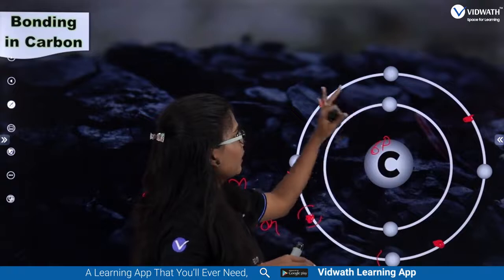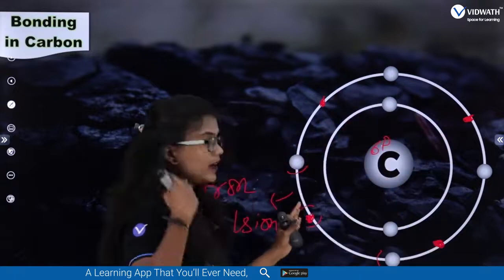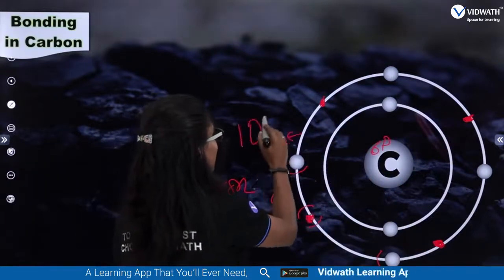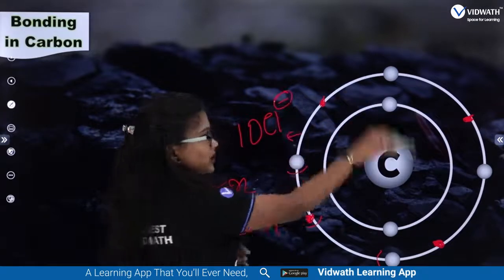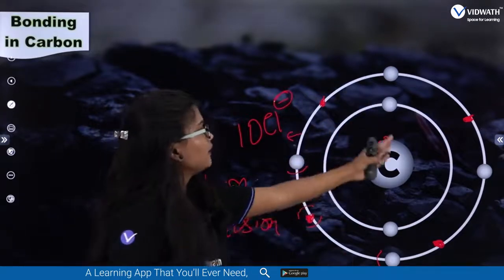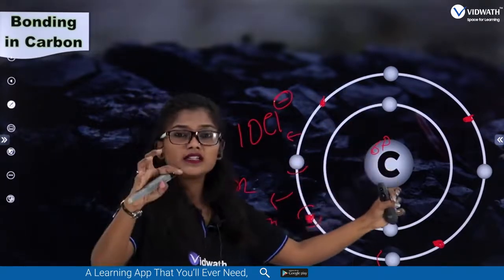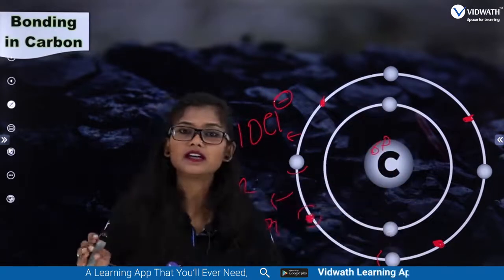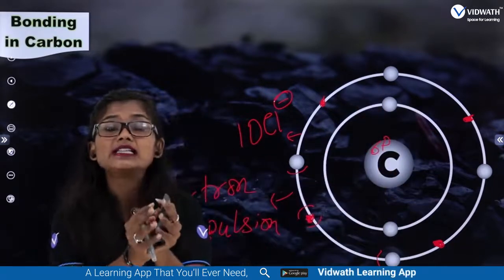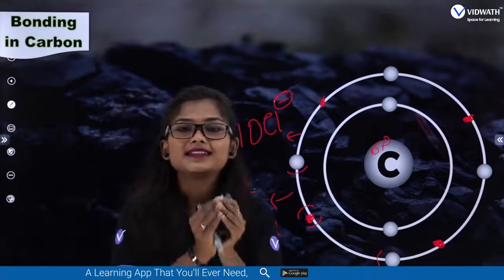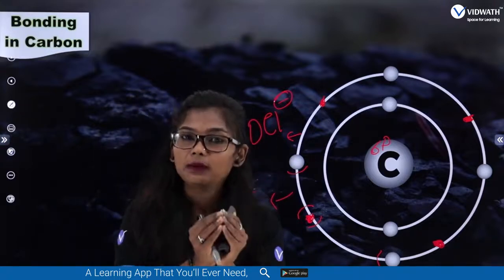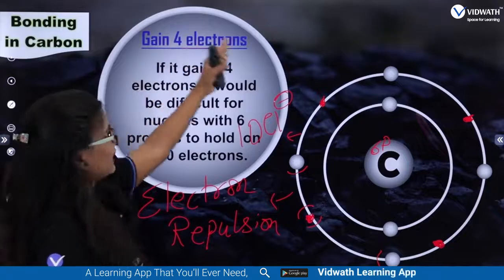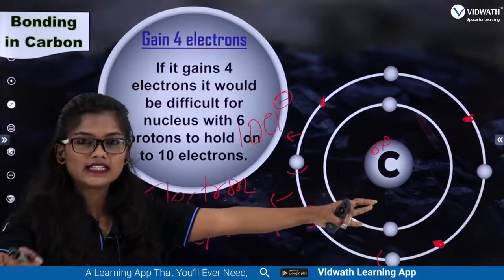So what happens when the 4 electrons are added? How many electrons will it be? The carbon will contain 10 electrons in its element, right? So for the nucleus having 6 protons, to hold these 10 electrons will be difficult. It will be a burden for the nucleus to hold all these 10 electrons. Clear?